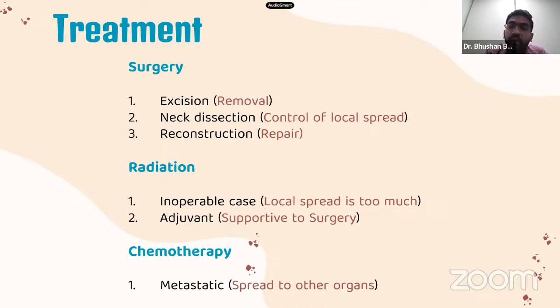Apart from that, the third treatment option we have is chemotherapy. By chemotherapy, it means injections which are given throughout the body. If there are small cells which have passed beyond the organ of origin and gone to other parts of the body like the lungs or brain, this chemotherapy is going to take care of that. These are the three treatment options for oral cavity cancer.